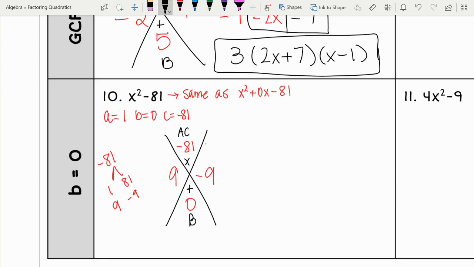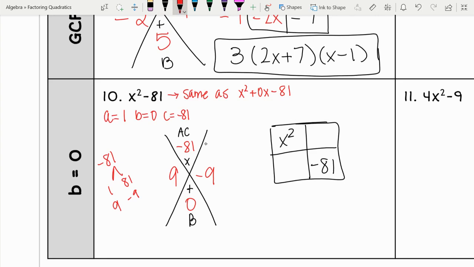Once I do that, let's go ahead and draw our box. Remember, in our box, we're always going to have ax squared here. In this case, it's x squared for this problem. So I'm going to fill that in with x squared. Our c will always go here in this bottom right box. Our c in this problem is negative 81. And then on these diagonals, we have our factor pairs that we just discovered, which are positive 9x and negative 9x. So let's find our GCFs.